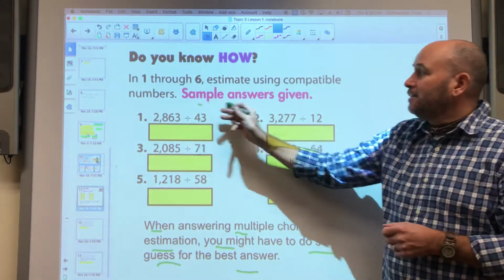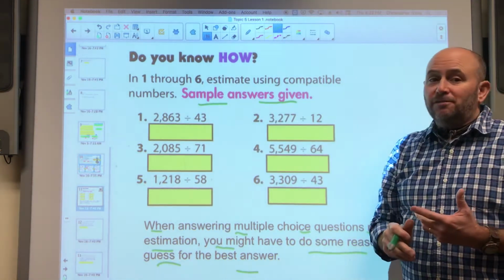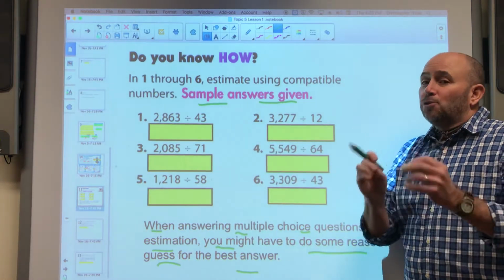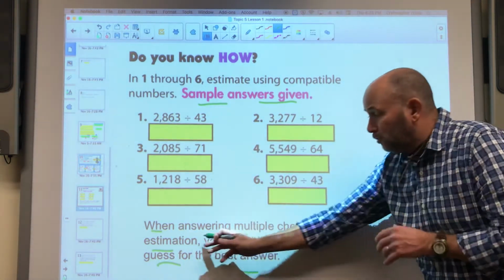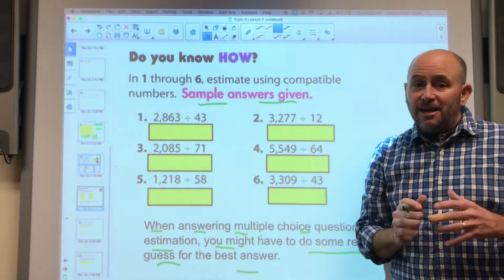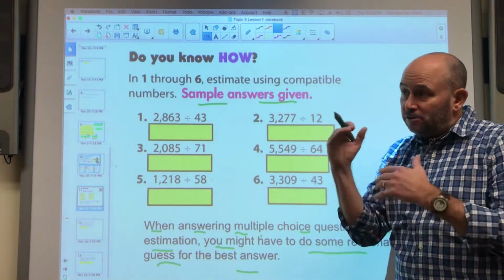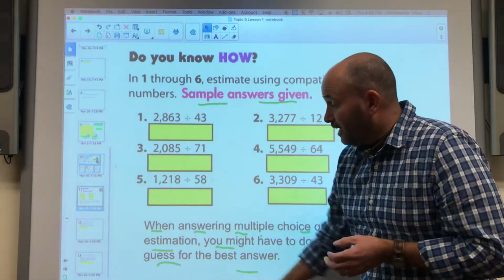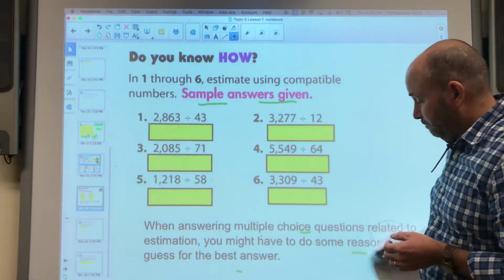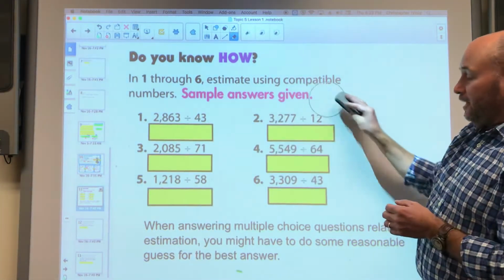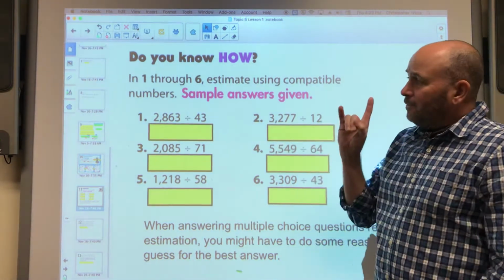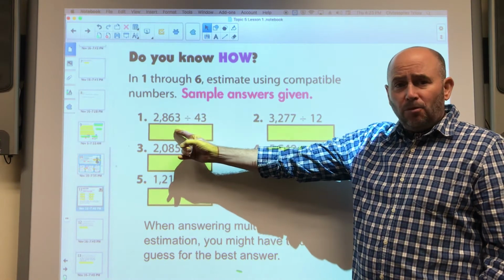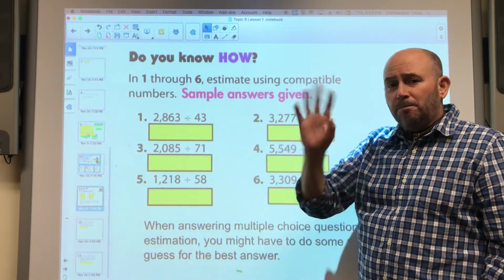That's why they say sample answers are given. These are going to be answers that mathematicians come up with. Yours might be different, but if it's a multiple choice test like PSSA, you might have to do some wiggling to figure out what the best answer is. And that's really when it gets tricky. So anyways, here's what I'd like you to do. I would like you to try and solve number 1 on your own right now. Pause the video.